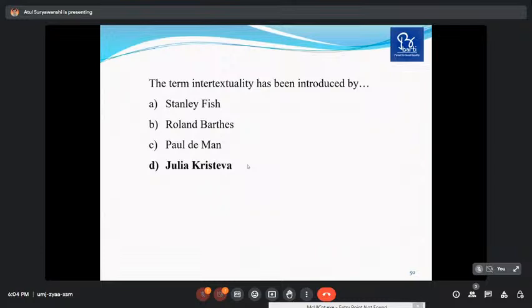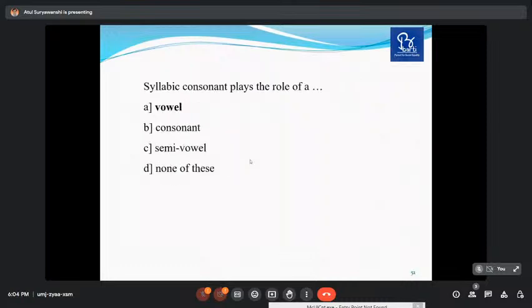intertextuality has been introduced by whom exactly? Is it Stanley Fish, Roland Barthes, Paul de Man, or Julia Kristeva? The answer is Julia Kristeva, who is associated with psychoanalytical theory, and she illustrates intertextuality, that a text depends on the other text for certain things. There is some sort of connection between both the texts. This is intertextuality, that means interdependence of one book on another. This theory has been propounded by Julia Kristeva.